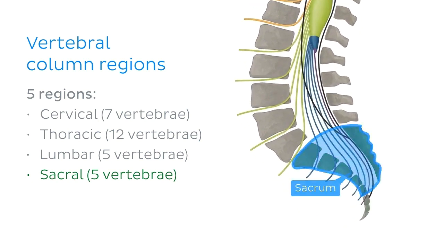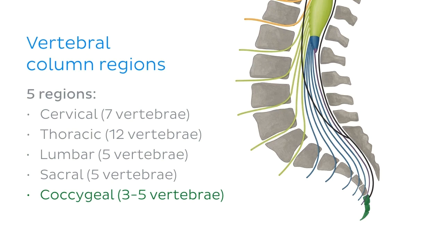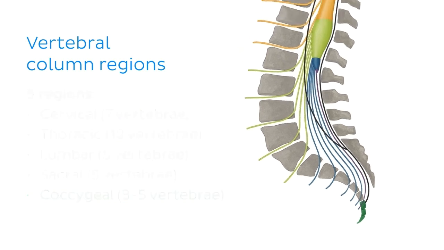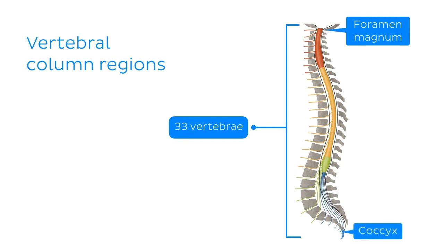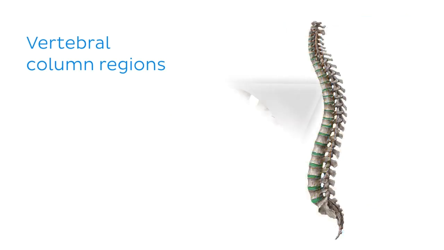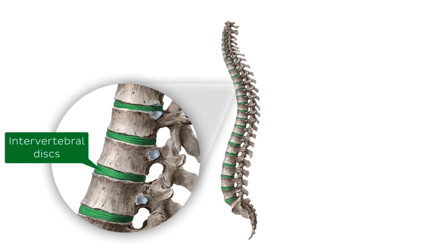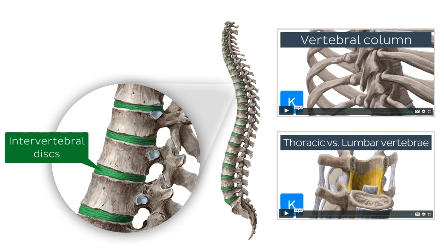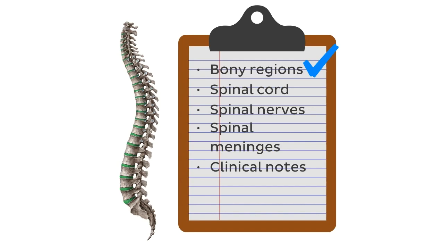Right at the inferior tip of the vertebral column is a funny little structure called the coccyx, also known as the tailbone. It consists of 3 to 5 coccygeal vertebrae fused to a variable extent. Together, these 33 vertebrae form the vertebral column, which stretches from the foramen magnum superiorly right to the tip of the coccyx inferiorly. Something that you always need to keep in mind when learning about the vertebral column are the intervertebral discs between each vertebra, but their structure and function are discussed in more detail in some of our other tutorials. And that's the bony elements of this tutorial pretty much covered. That was easy, wasn't it?